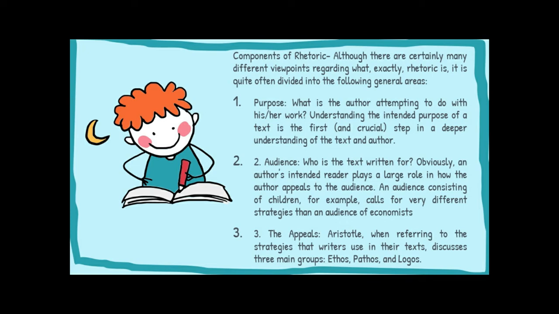Again, number one, purpose. Number two, audience. Number three, the appeals. Purpose: what is the author attempting to do with his or her work? Audience: who is the text written for? Number three, the appeals. Aristotle proposed three strategies, three main groups: the ethos, pathos, and logos.